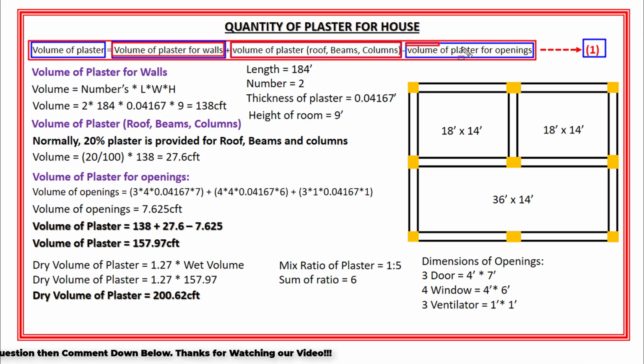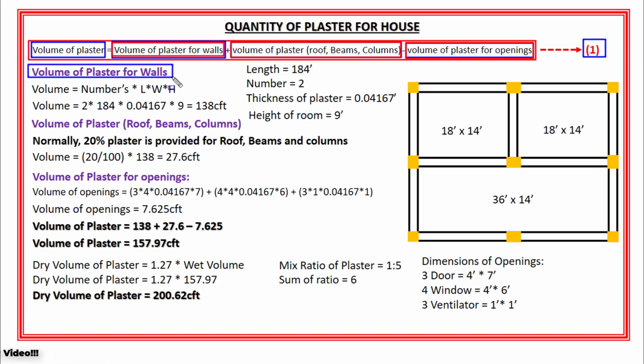And third is the volume of openings in this house. Okay? So let's start with the volume of plaster for walls. The volume of plaster in walls is equal to number into length into width into height. Now as I told you, the plaster is normally provided from inside and outside of the house or room. So here the number will be 2 because one is from the inside and one from the outside.